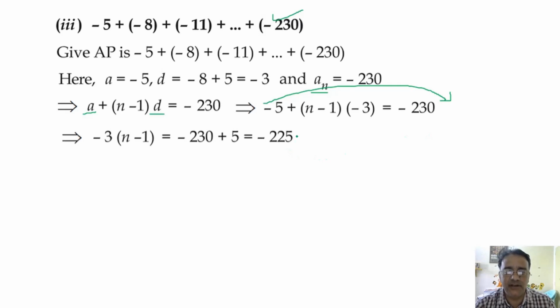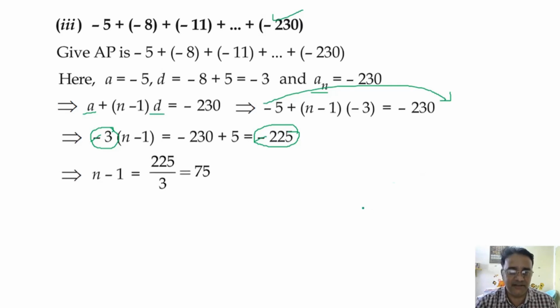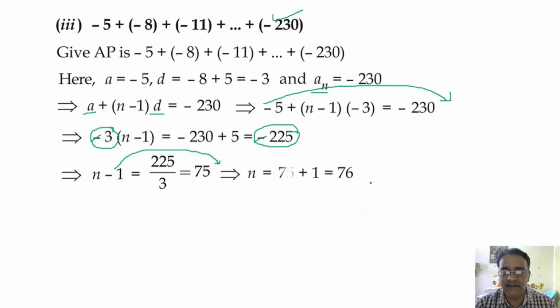Now minus 225 is divisible by minus 3. The minuses cancel, and dividing 225 by 3 we get 75. Now shift minus 1 to this side. What is the final answer, n? 76. Very good. So we got the value of n.